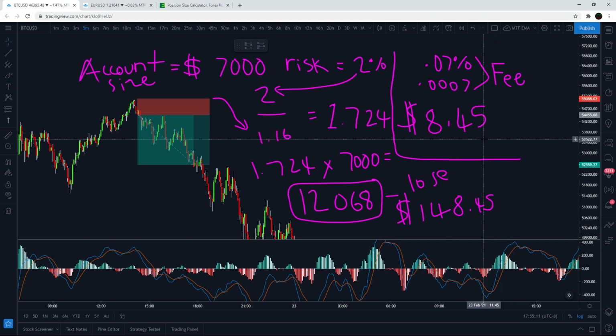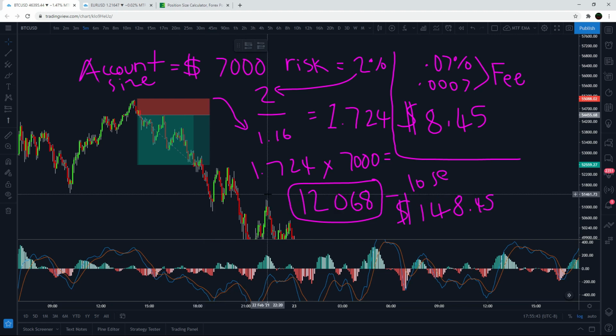You're paying $8.45 to take this position, meaning instead of only risking $140, you would actually be risking $148. That's how much you would lose if your stop loss got hit here, because you got to pay the fee. You're also going to make $8.45 less if your profit target gets hit. Okay? So it can be quite significant, especially if you're using a lot of leverage.